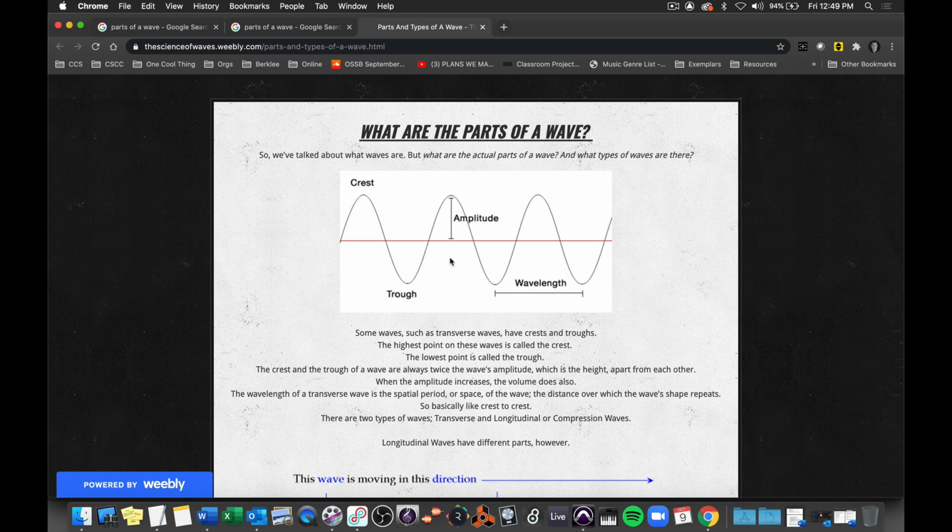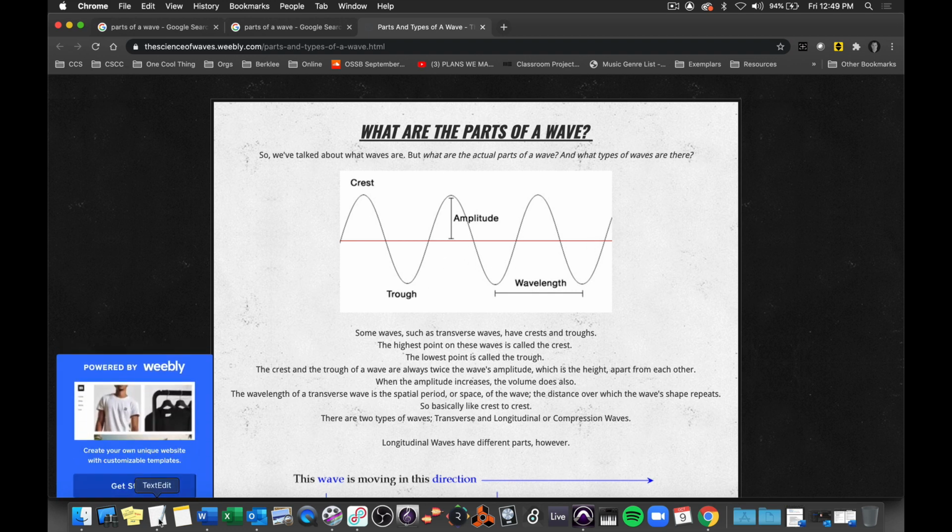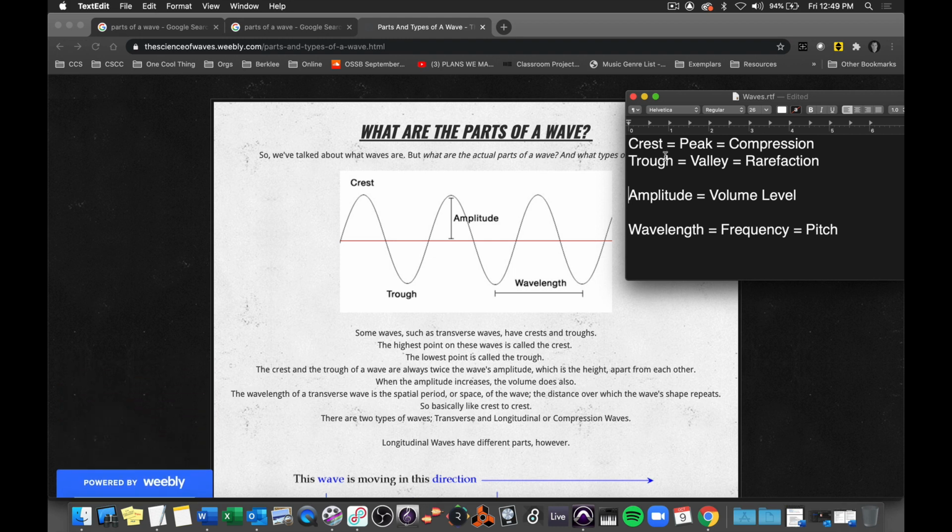So, how does this relate to sound? Well, here you go. The crest, peak, compression, trough, valley, rarefaction, is related to the amplitude. Amplitude is related to the volume level. The bigger these compressions and rarefactions are, the louder the sound will be.